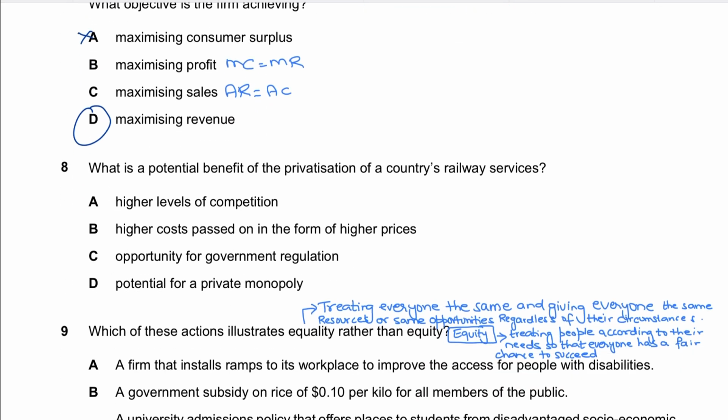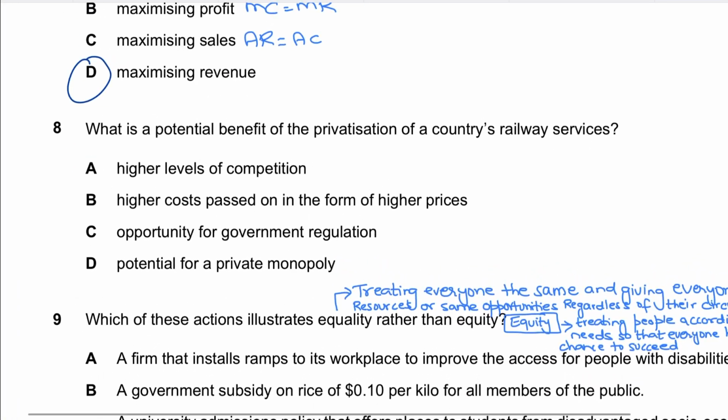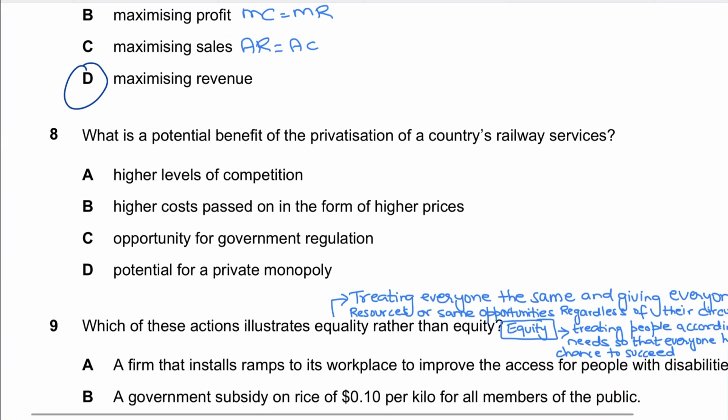Question number 8 says, what is the potential benefit of privatization of a country's railway service? Again, a nice question. Privatization, we know, means transferring ownership from the public sector to the private sector, right? So a possible benefit could be that private sector firms may face stronger competitive pressures and have profit incentives, and that would encourage efficiency and better services at lower cost, right? So that would mean that option A is the right answer. Others are pretty simple, they're wrong.